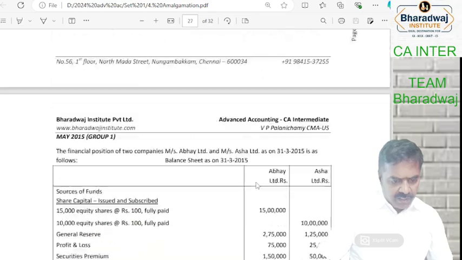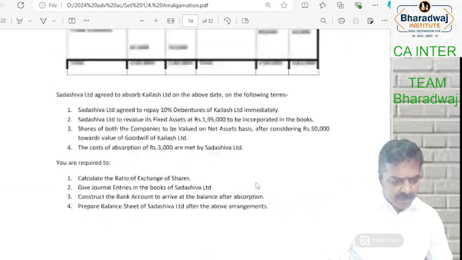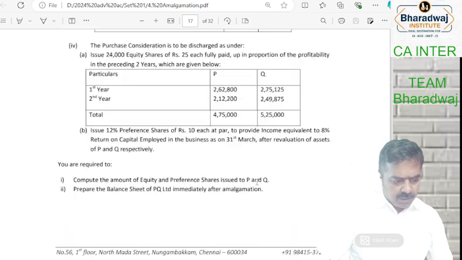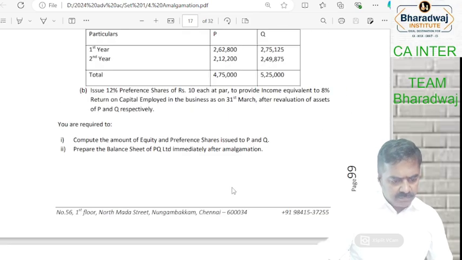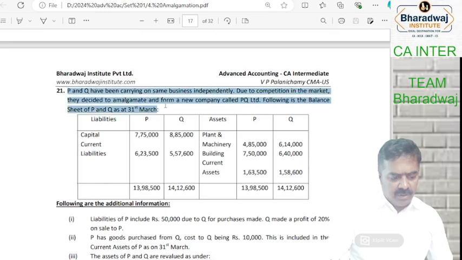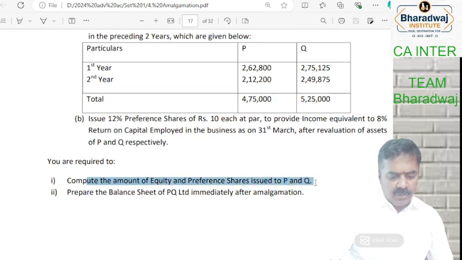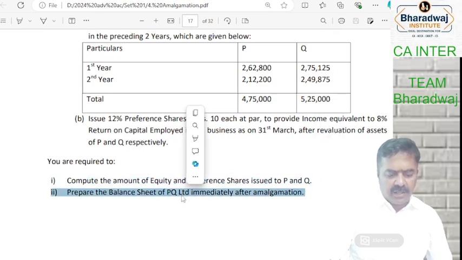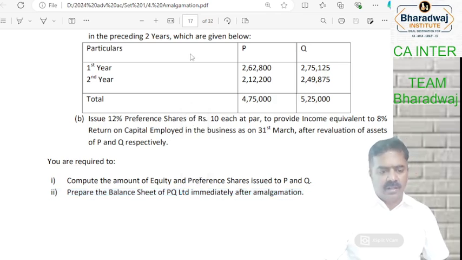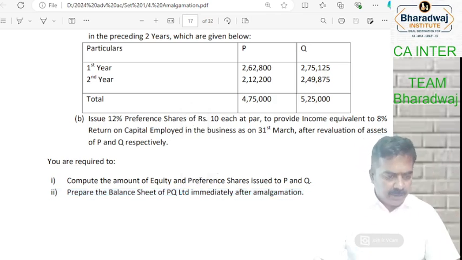We would have done a lengthy question on preparing the balance sheet of both the companies. Exactly the same question: P and Q, they would have given various adjustments. Compute the amount of equity shares and preference shares. Prepare the balance sheet after amalgamation, like that. So whatever we do in the classroom is like this.